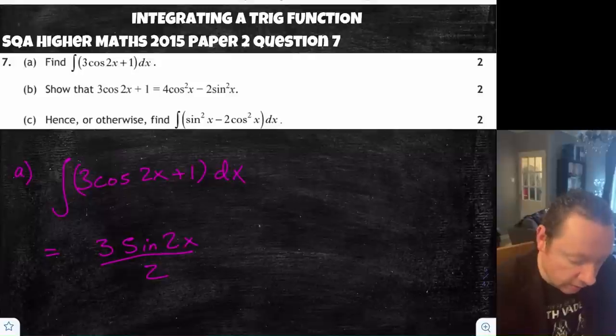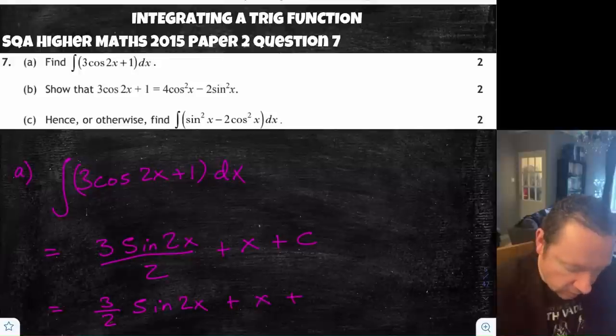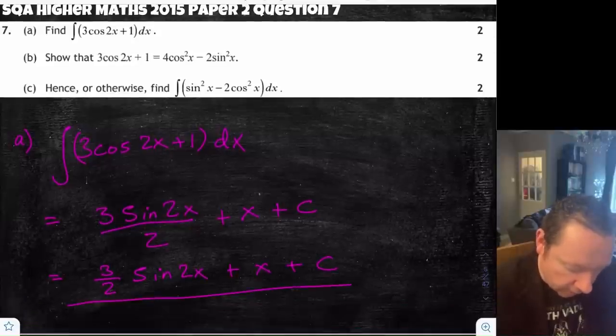And now I can integrate the 1, so it's plus x, and then I've got a plus c on the end. So just tidying that up a little bit, I could write that as 3 over 2 sine 2x plus x plus c. And we're done there.